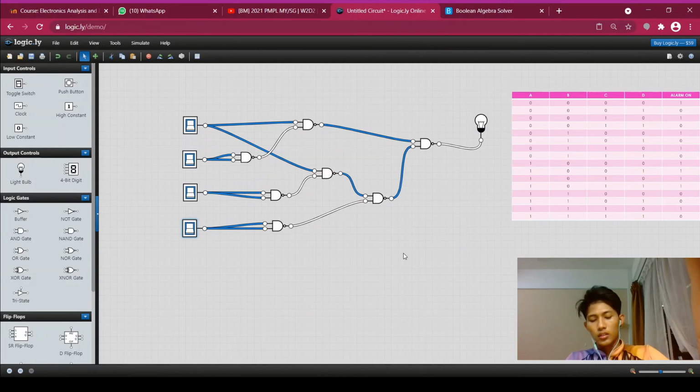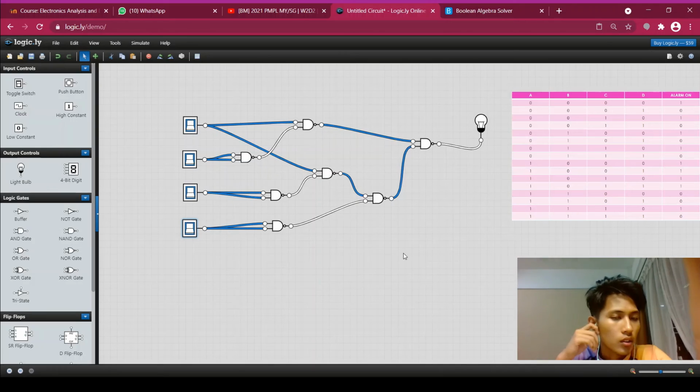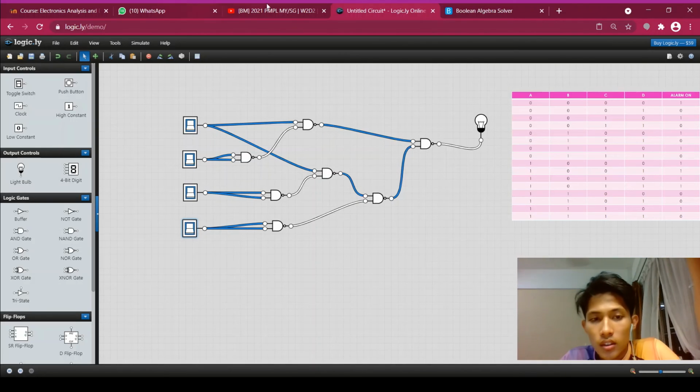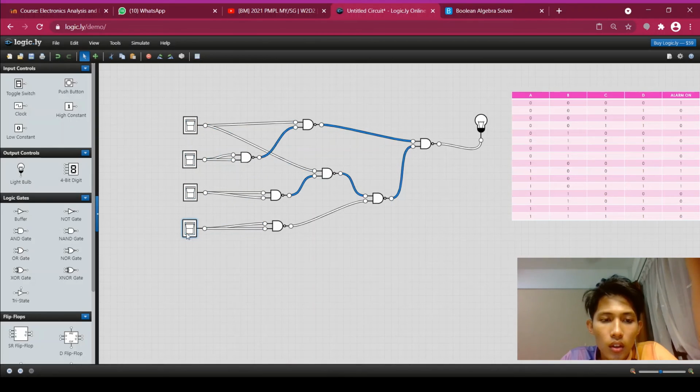So the last question the project asks us to do is to simulate the result of the circuit. This is the circuit that we converted just now, the alarm circuit, which only uses the NAND universal gate, which is the NAND gate. For this simulation, the first input is A, then B, C, D.